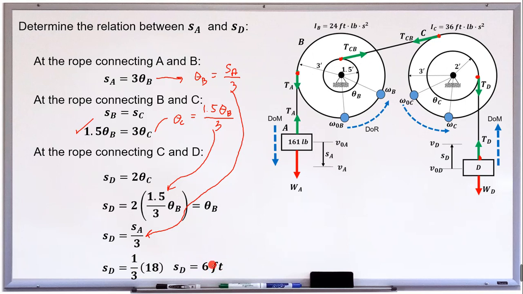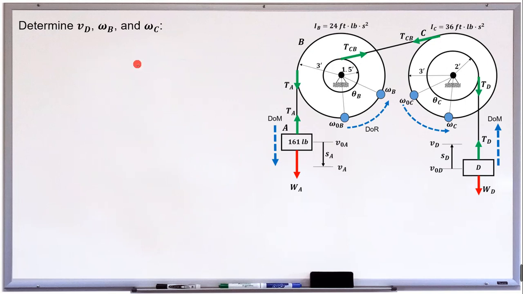So for every displacement made by A, there's only 1/3 of that for D. Okay? Or that's 3 times the displacement of D. So conversely, if A displaces 1 unit, the corresponding displacement of D is 1/3 of the unit. Next, we will also determine the values of our velocity at D, the final velocity at D, the final angular velocity at cylinder B, as well as at cylinder C.